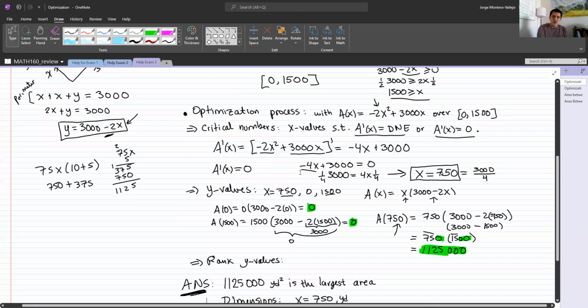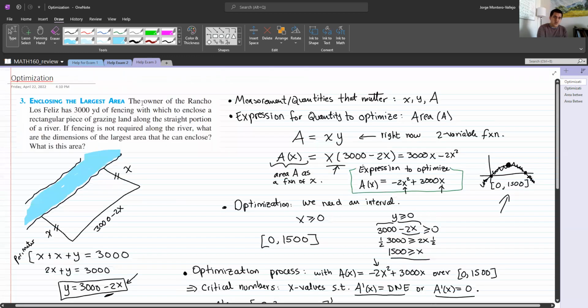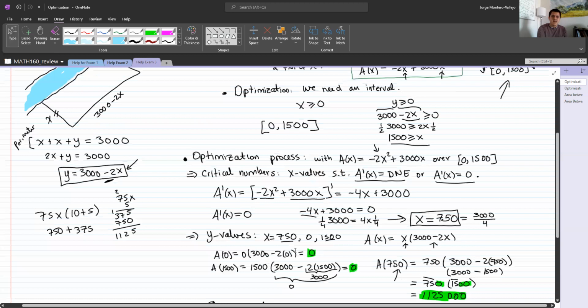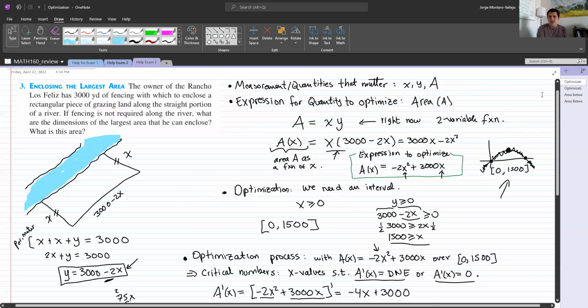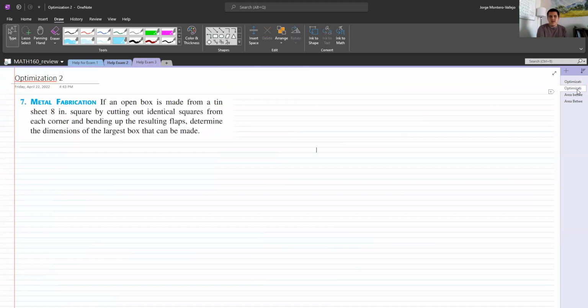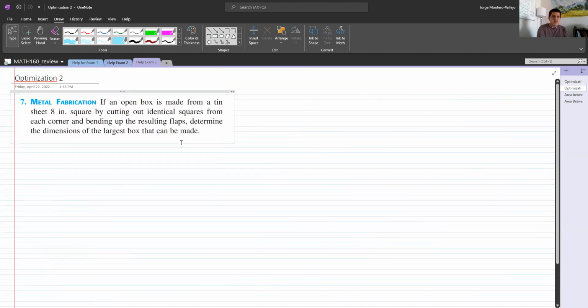And then we answer the questions that they asked us in the problem. One of them was dimensions, and then the other one was what is the area? There they are, right? Okay, so I hope this made sense. Let's now move on and try this other problem.